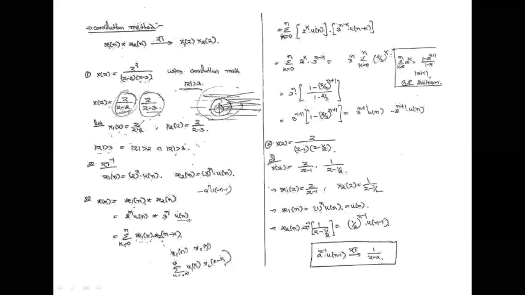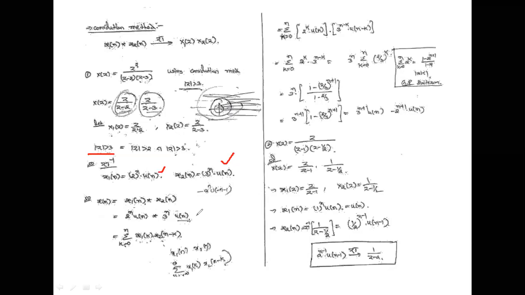The first one, X1 of z, z by z minus 2, means 2 power n mu of n. Why? Because it is a greater-than region. And x2 of n is 3 power n mu of n. Z by z minus a is nothing but a power n mu of n. We got the two functions in the time domain. What is the convolution of x1 of n and x2 of n?